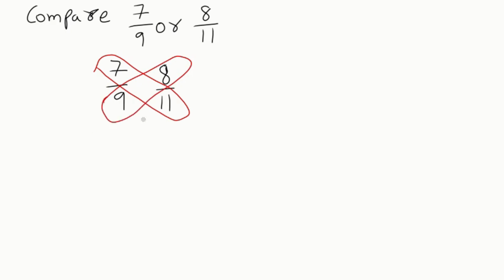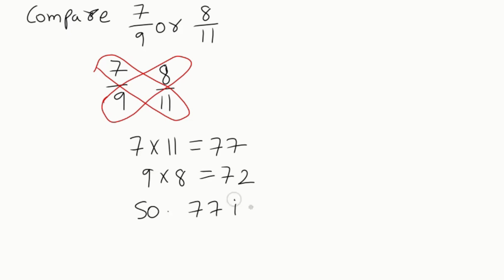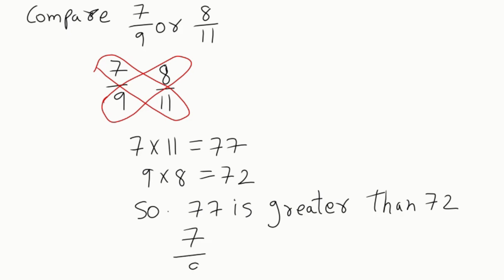So by using this cross multiplication, 7 into 11 is equal to 77. Again the one more is 9 into 8. 9 into 8 is 72. So which is the greater one? We know 77 is the greater one. So 7 by 9 is greater than 8 by 11. So the next question is a challenging question.